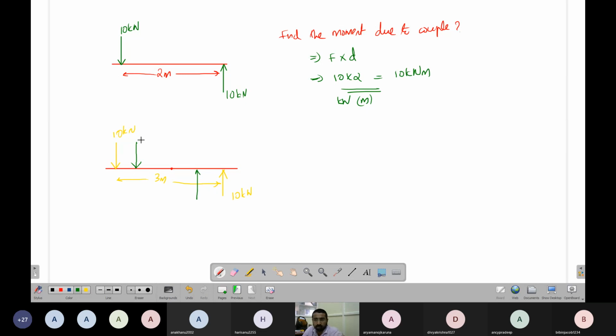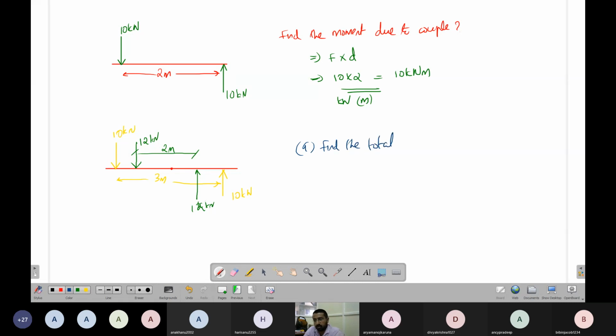So this is 12 kilonewton. 12 kilonewton. And this is supported by a distance of, let's say, 2 meters. Okay. Now you have to do two things.